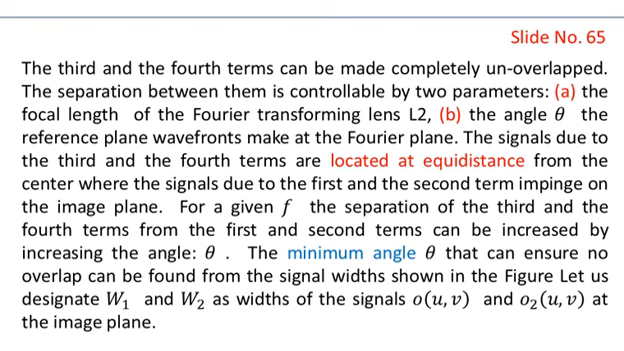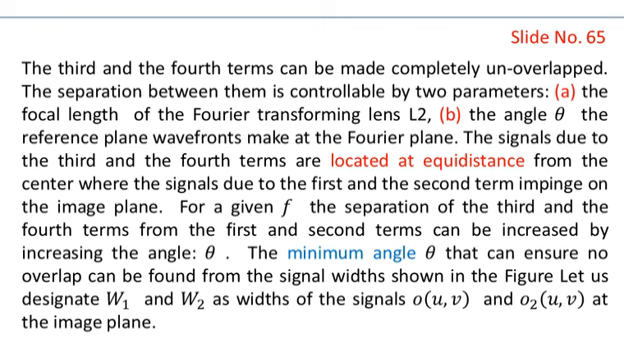So the third term and the fourth term, which are moving away from the optical axis, may overlap with the two beams which are traveling along the optical axis, and our objective is to separate out the third term and the fourth term from being overlapped by the two terms traveling along the optical axis. So let's read this paragraph.